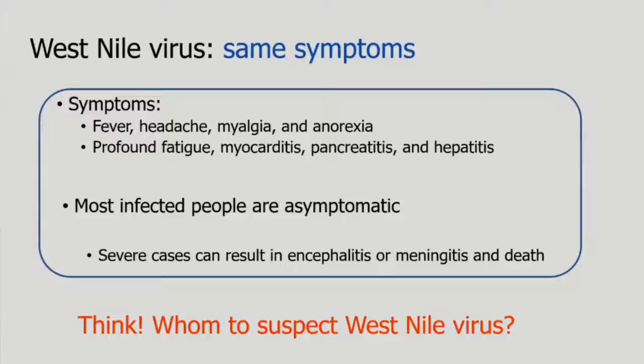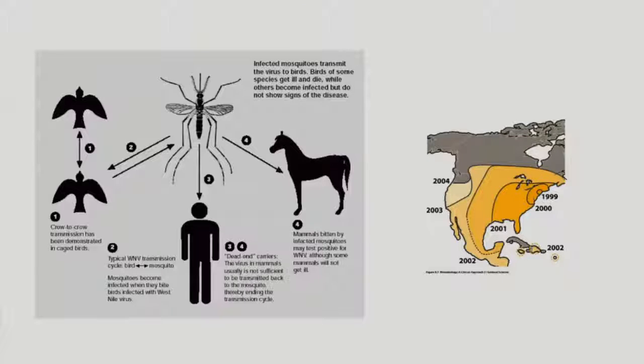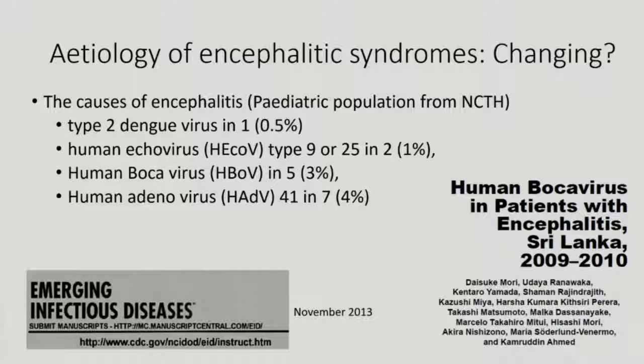If you look at West Nile, the same symptoms. Then the issue is, as clinicians, whom to suspect for West Nile. And this has been reported as emerging in Sri Lanka. This is the transmission cycle. So the etiology of encephalitic syndromes, are they changing?